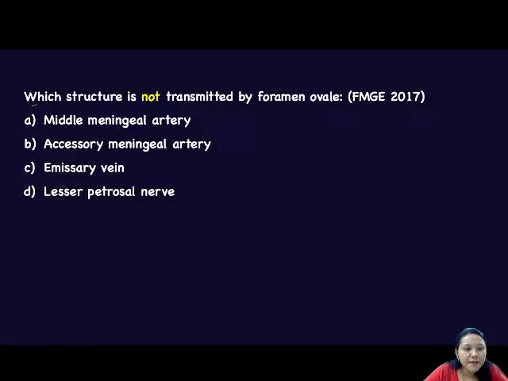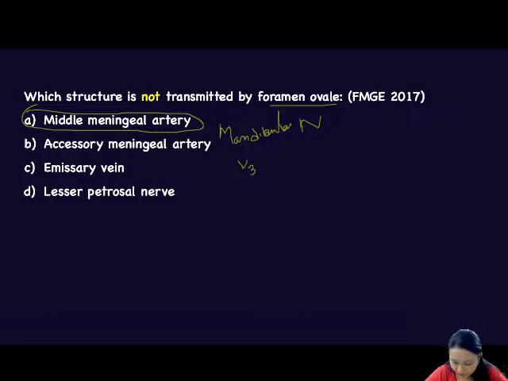The answer is the middle meningeal artery. The middle meningeal artery is not contained in the foramen ovale. You know that it is the mandibular nerve. Out of these structures, the mandibular nerve, that is V3, passes through it. It is not the middle meningeal artery. They have asked which structure is not transmitted through the foramen ovale, so it is the middle meningeal artery.